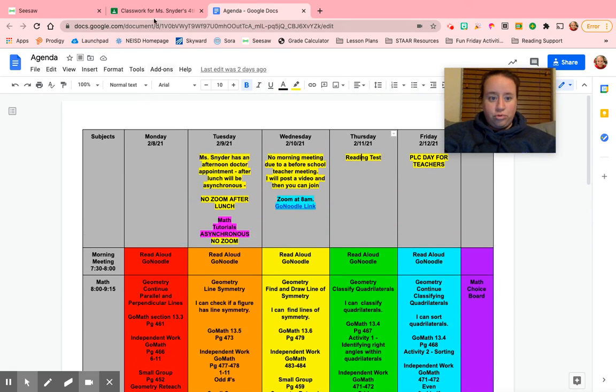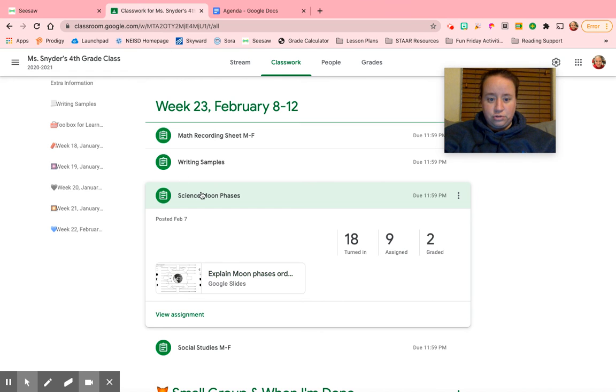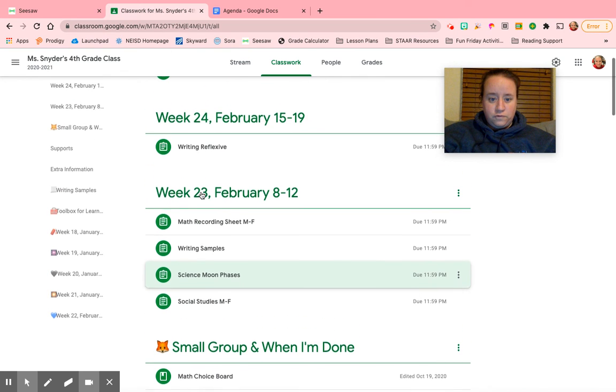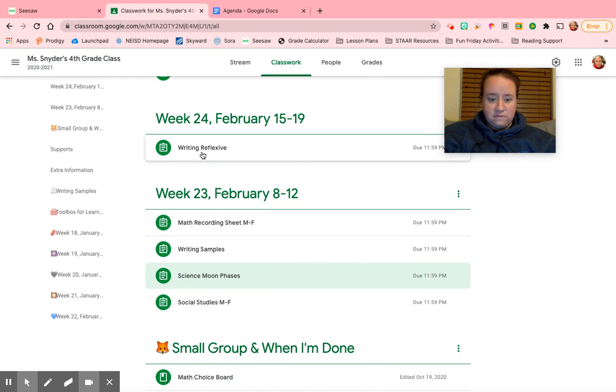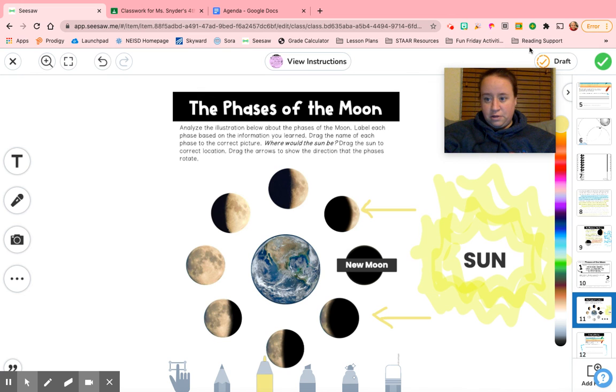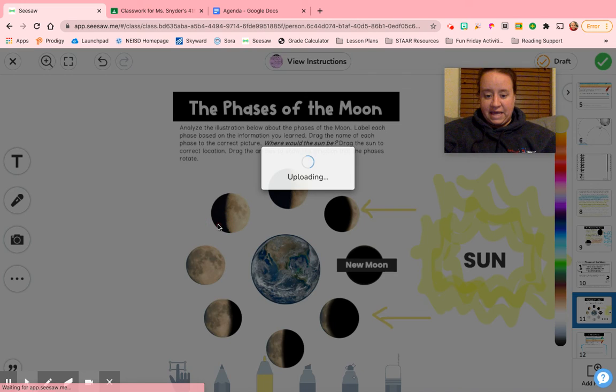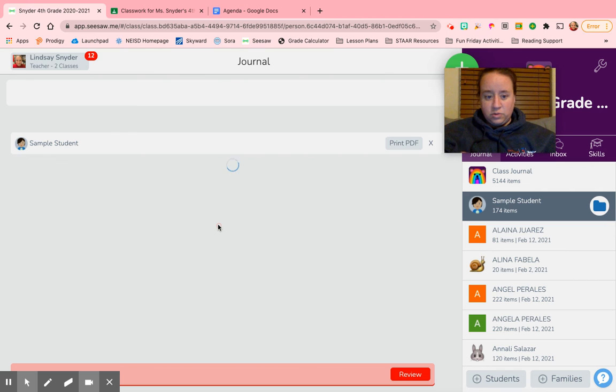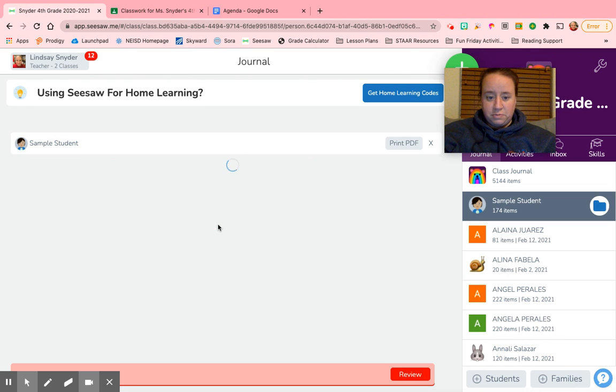And so go through your Seesaw and Google Classroom. We didn't get to this writing reflexive assignment, so I moved that to next week. So these 4 things, everything needs to be turned in here. So those should be grayed out and not green. And then in your Seesaw, anything from week 18 all the way to week 23 should be completed.